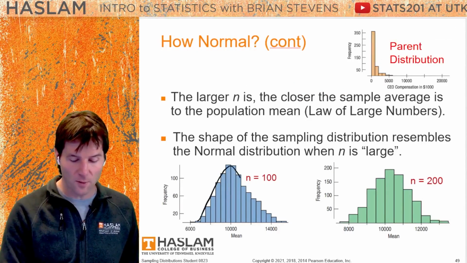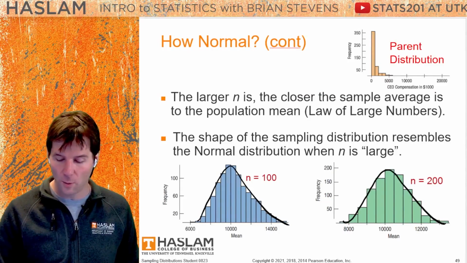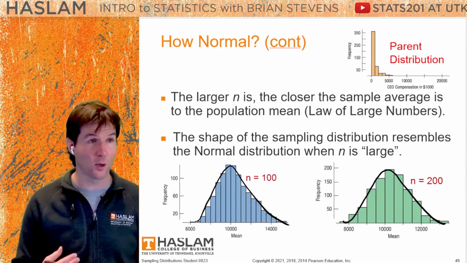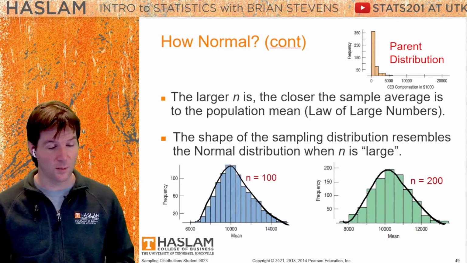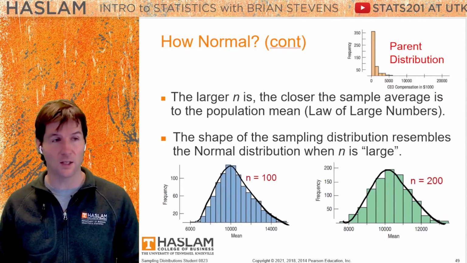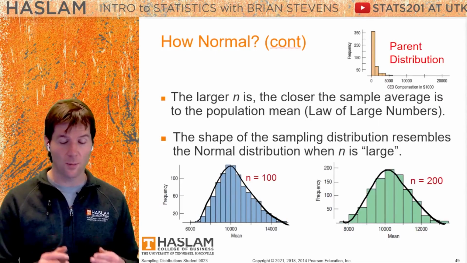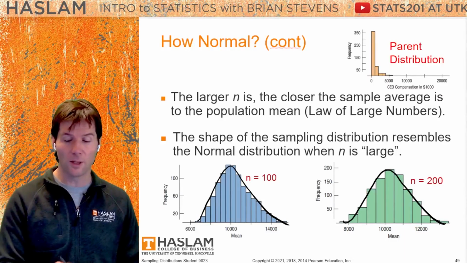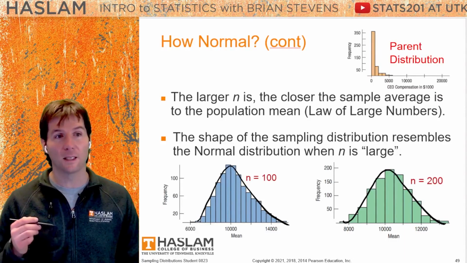Now, it might not be perfect. It'll always go more and more normal as we get larger and larger samples, because remember the two things of the central limit theorem? As the sample size increases, the sampling distribution of the sample mean or proportion will become more normal and tighter.